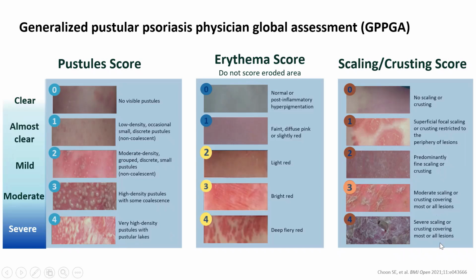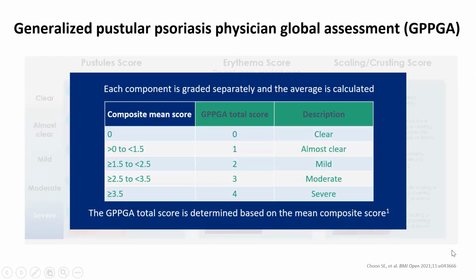So once we have determined the scores for all these three components, you add the 3 scores and divide by 3, so you will get the composite mean score. And depending on what the score is, you will get the GPPGA total score, which ranges from 0 to 4, from clear, almost clear, mild, moderate to severe.